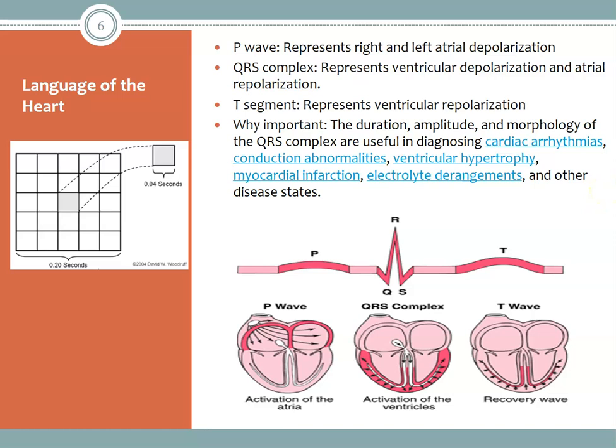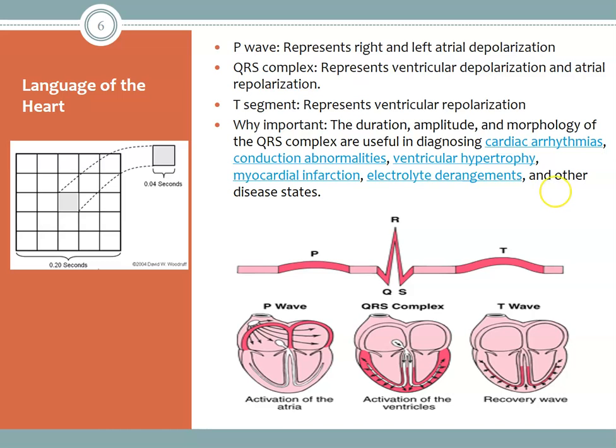Look at the pictures below as I go through this. The QRS complex represents ventricular depolarization as well as atrial repolarization. You can see that on the picture. The T segment represents ventricular repolarization.